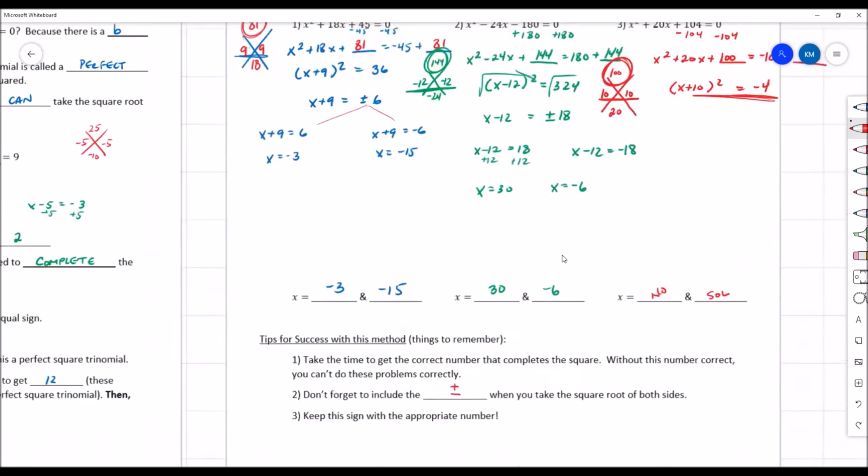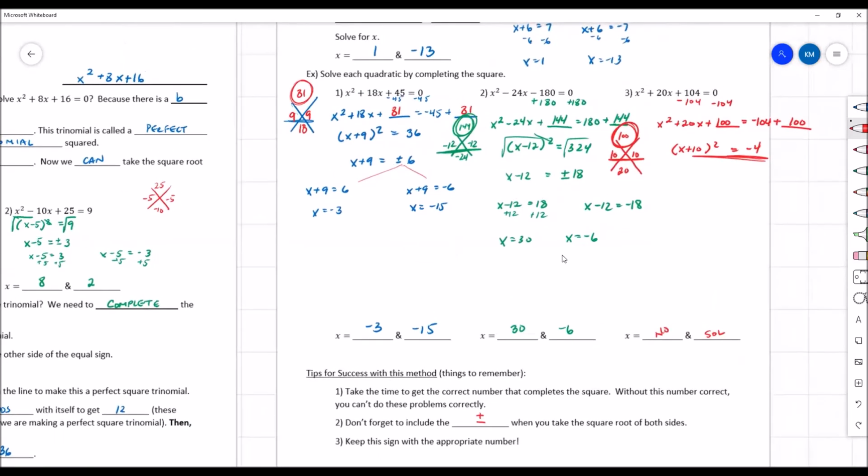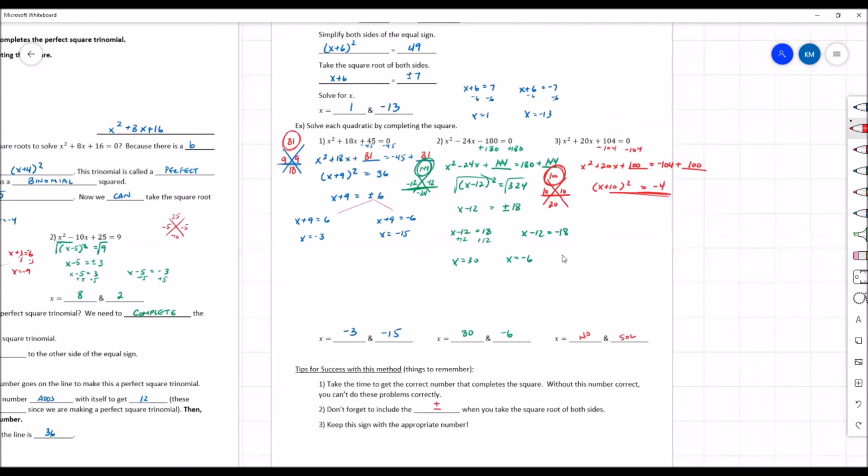Okay, that's it. That's completing our solving quadratics by completing the square.